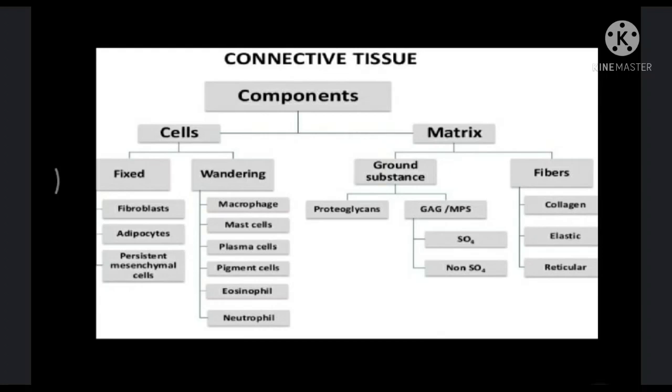And when we scan these cells, they stain deeply. But staining is not of your importance. It's important for those who are doing the DMLT, lab technician.